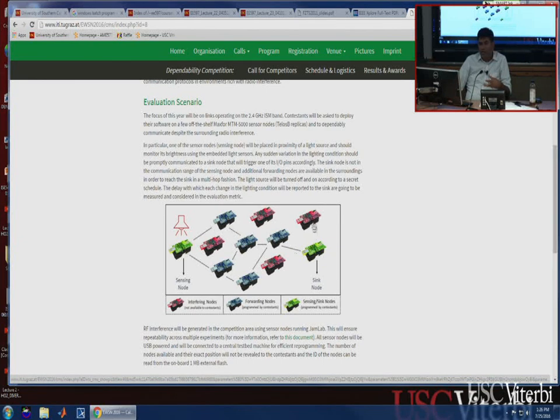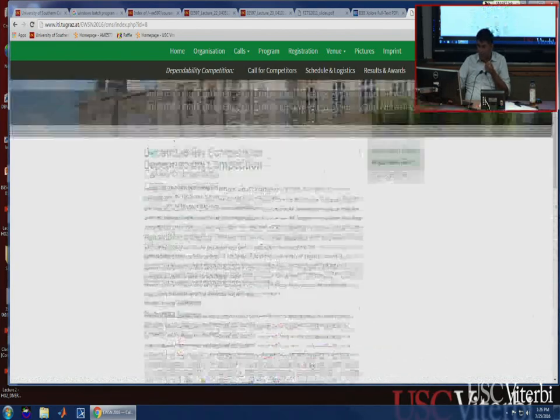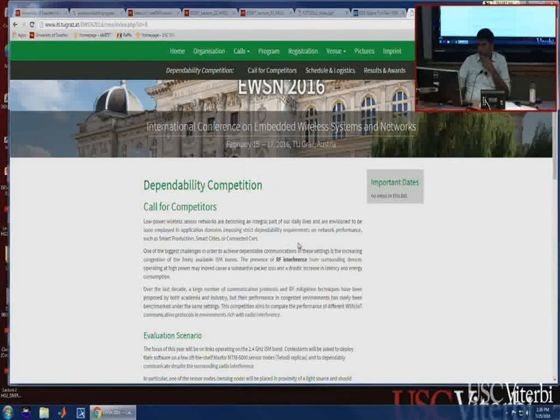So you're trying to move data, but there's another network which is trying to jam your communications. And so the goal of the competition was basically you come up with whatever protocol mechanism you want, you design and implement it and deploy it, and then they would compare the performance in terms of reliability, latency, energy consumption, and the team that has the highest metrics would be the winner of the competition. So this is the competition that they announced. This is from 2016, this year, February.